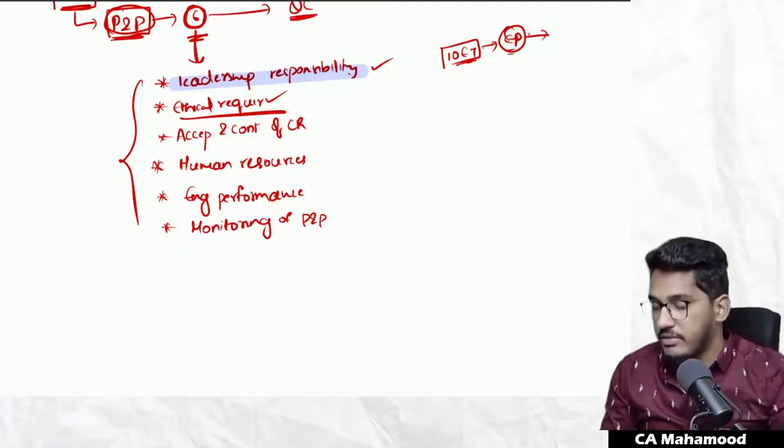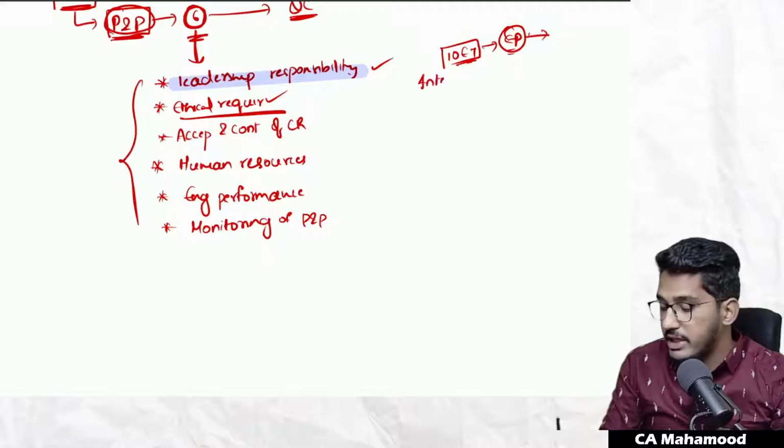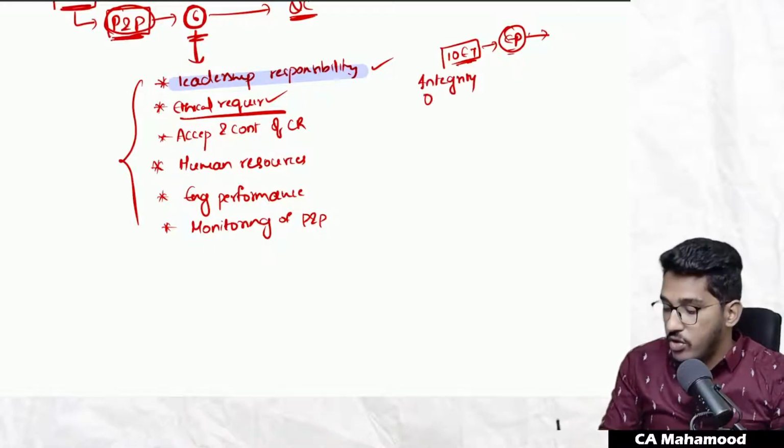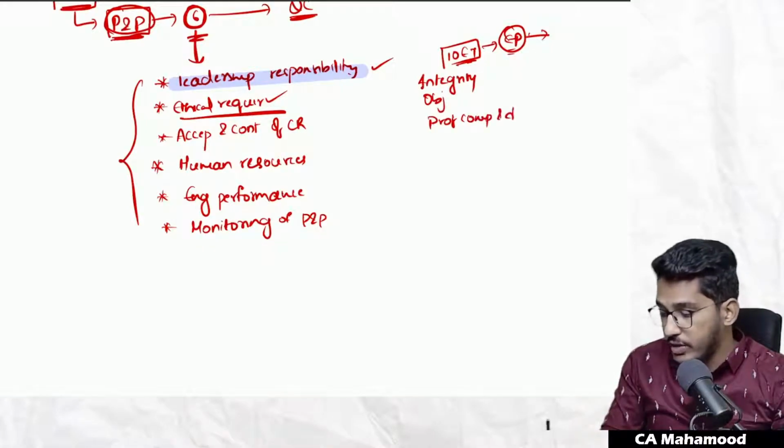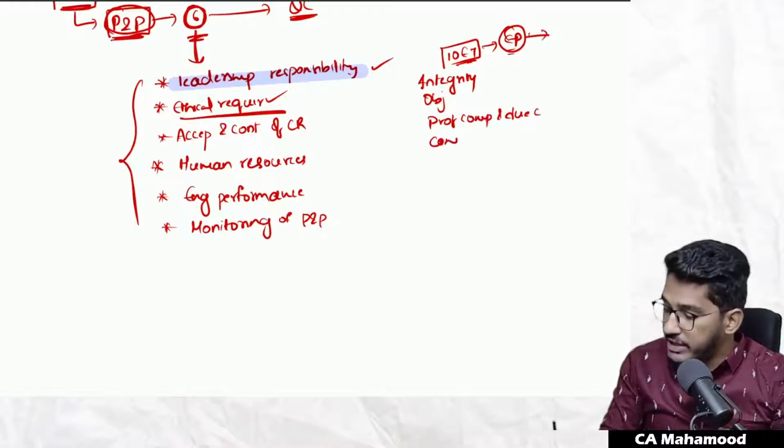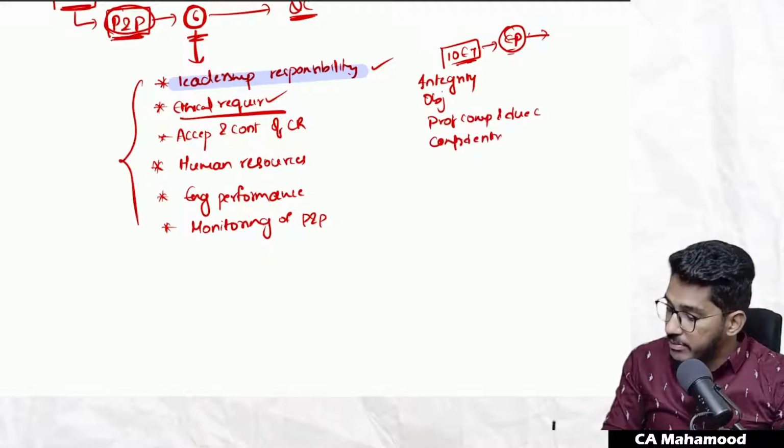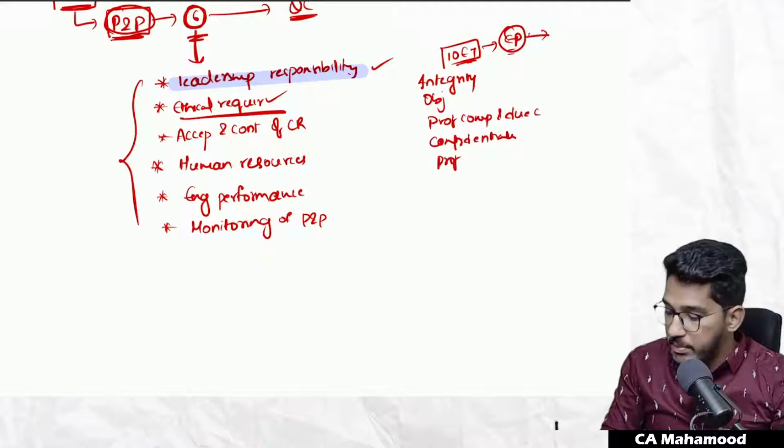Sir, what are the 5 ethical requirements? There are 5 ethical requirements. What are they? Number 1, integrity. Next, objectivity. Number 3, professional competence and due care. Number 4, confidentiality. Number 5, professional behavior.